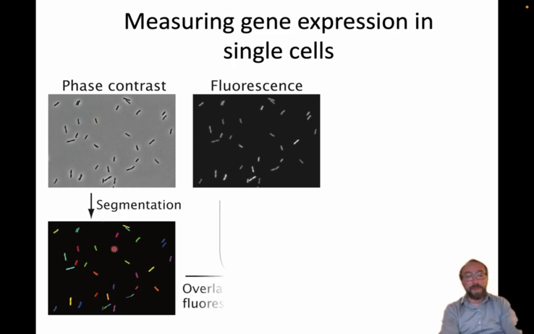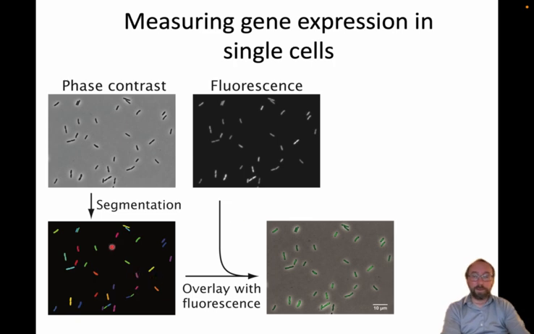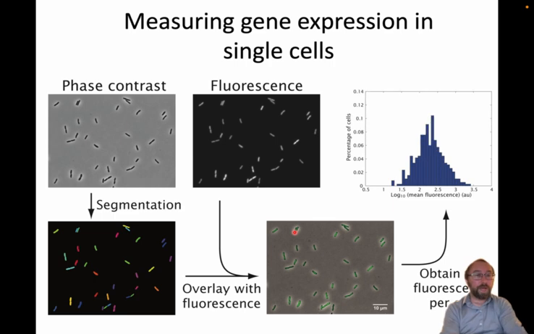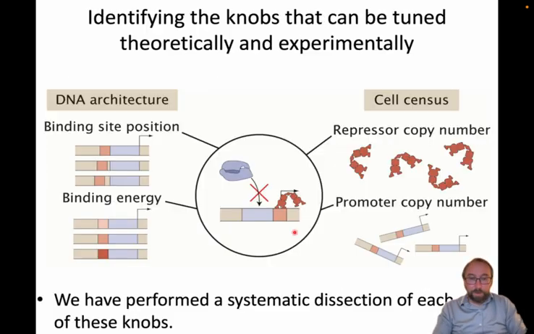Then you're going to overlay the segmentation with the fluorescence channel in order to calculate the fluorescence per cell. And you're going to be able to use this by measuring, for example, the fluorescence from cells that have the repressor and cells that don't have the repressor, to calculate the fold change as a function of the repressor number. So you put this all together.